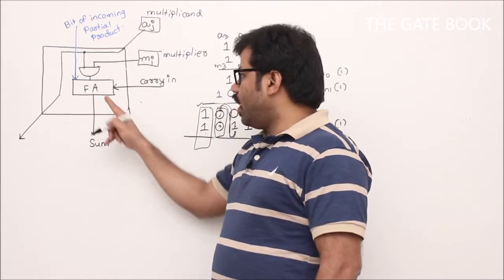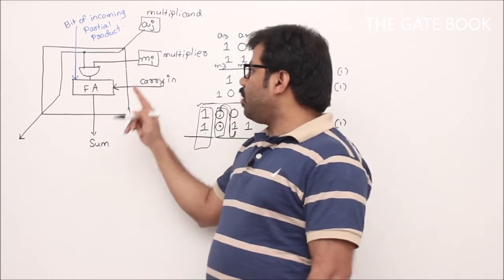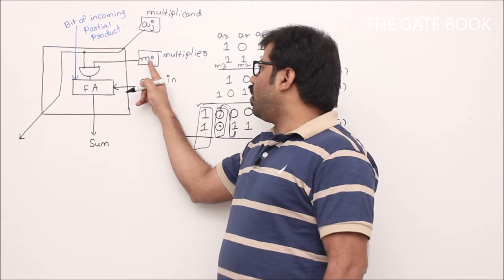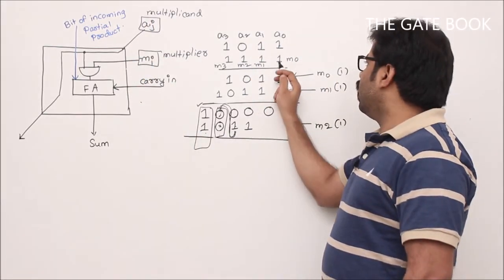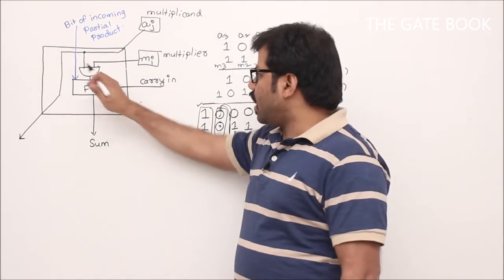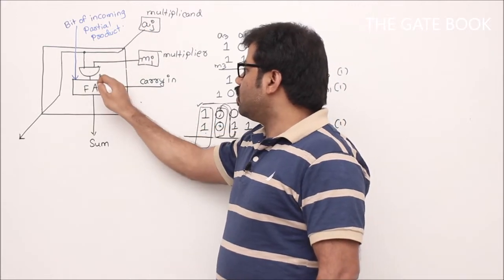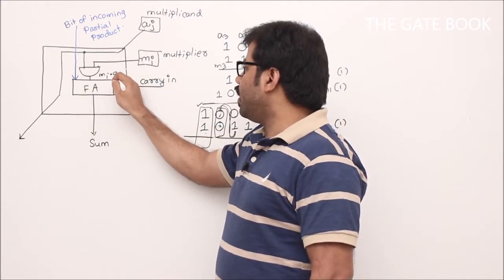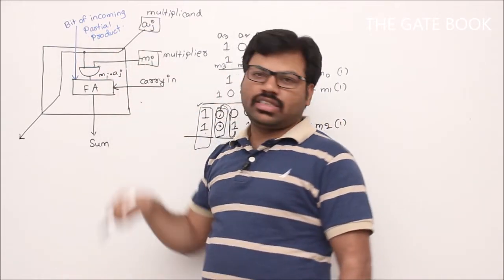Now, once you have the full adder, before that, why this AND gate? Recall, we will be multiplying using one multiplier bit and one multiplicand bit, correct? Everywhere you see 1.1, 1.1. To do that we need an AND gate, right? What this AND gate is doing is mi.aj, so this is going to develop mi.aj. So what is this blue line? Bit of incoming partial product.